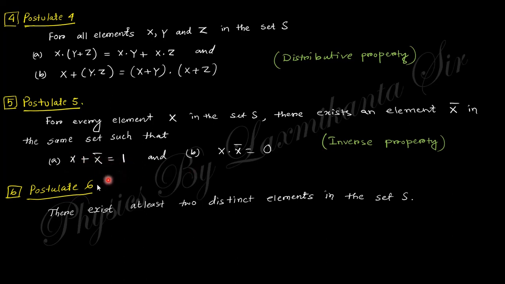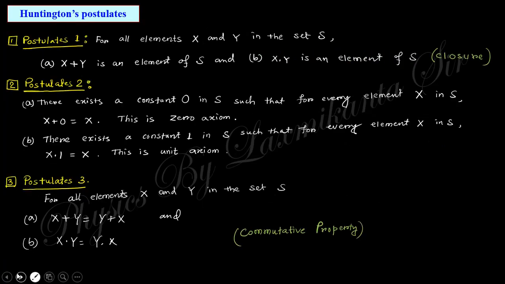Okay, so postulate number 6: there exist at least two distinct elements in the set S. So at least there are two distinct elements in the set, that is 0 and 1. So these are the 6 postulates. You need to remember these postulates.